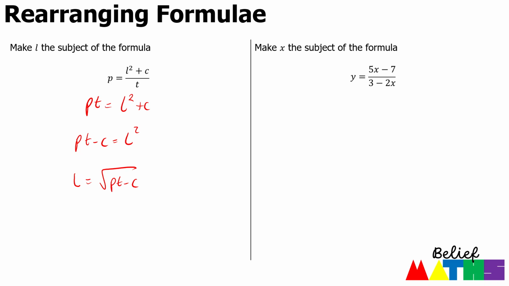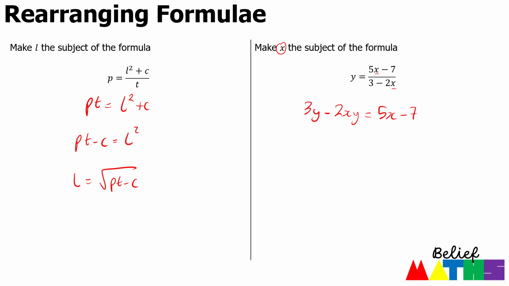On the right hand side, we've got two x's. We're trying to make x the subject. And these are the ones where you've got your subject term twice. And we're usually going to follow the same steps. So first thing we want to do is get rid of any brackets, any fractions, anything like that to make our life easier. So we're going to multiply the y by the denominator. That gives us 3y minus 2xy is equal to 5x minus 7.